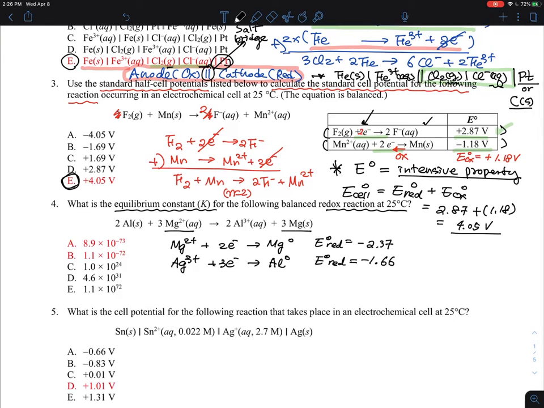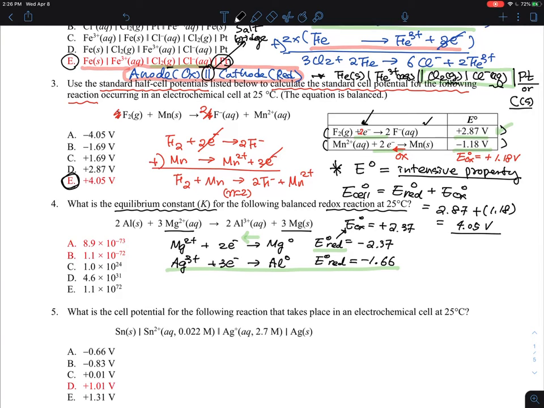So who's going to win the game? This is the one that is going to win the game. So the reaction should occur the reverse way, and this has to be changed into E oxidation, which is a plus 2.37. That's where the spontaneous reaction is. But if you look at the equation up there, it doesn't look that way, right?